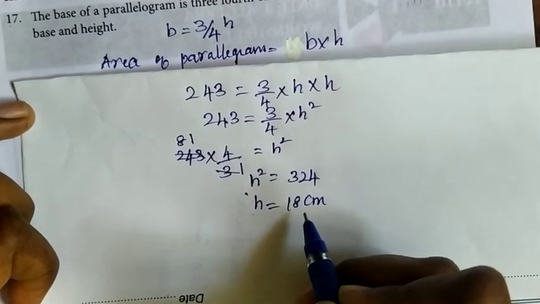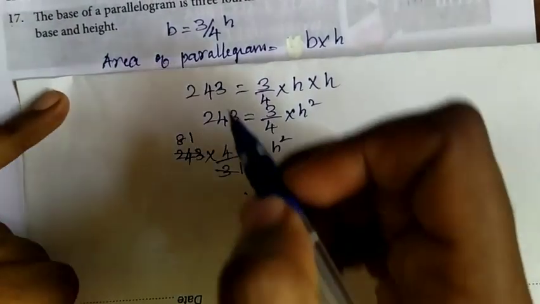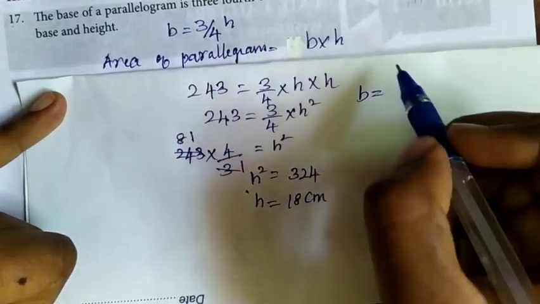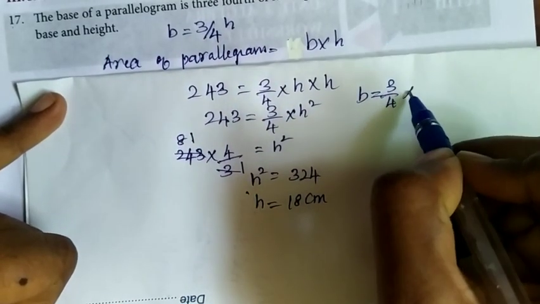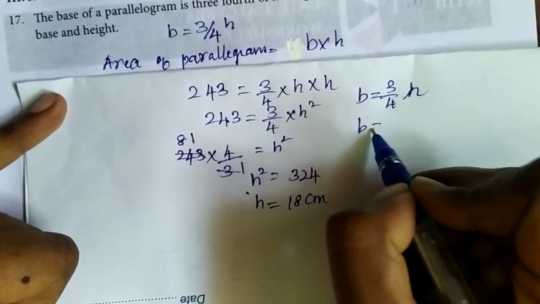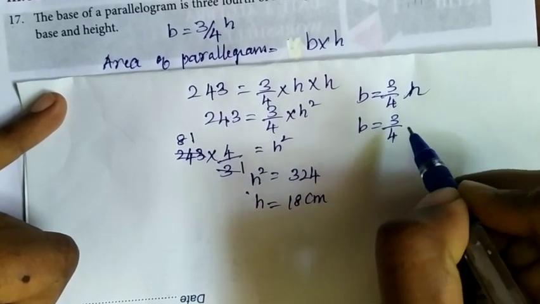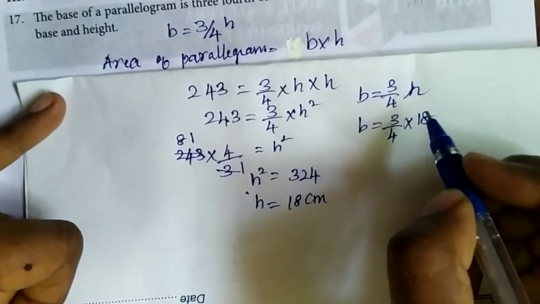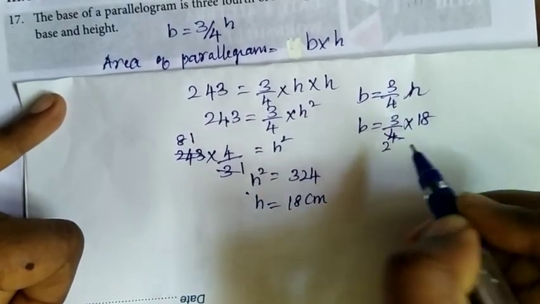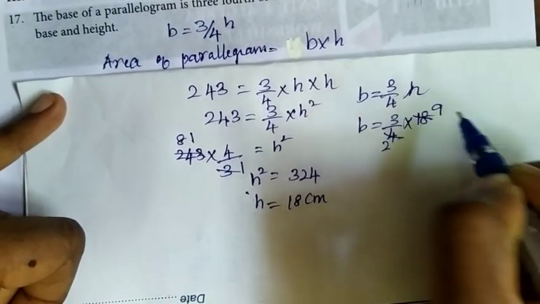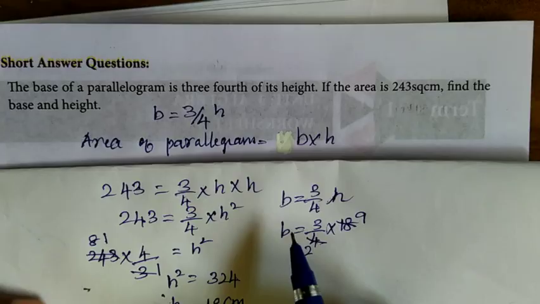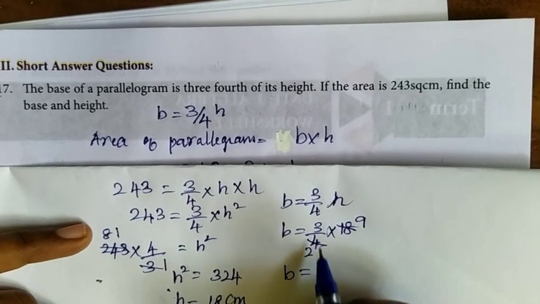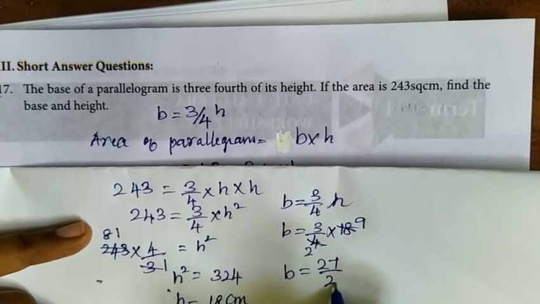We found the value of height. Now we are going to find what is base. Base equal to, already we know, 3/4 of height. So b is equal to 3/4 into, we know height as 18 centimeter. So cancel it by second table. 2 2 is 4 and 2 9 is 18. Multiply 3 and 9. B equal to, we get 27 divided by 2 centimeter.